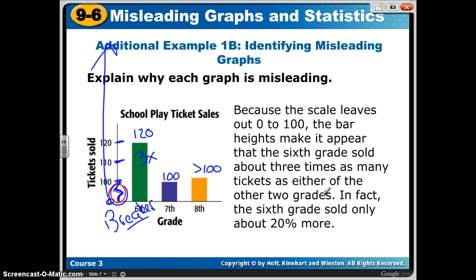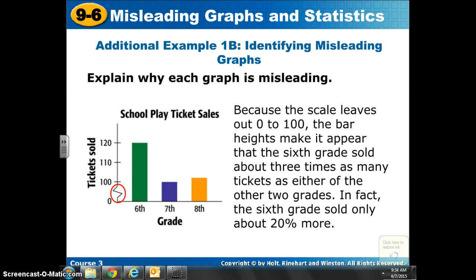So a breaker is something you always have to look for on a graph to be sure that you are really reading the data correctly. In this case, it's misleading because the 6th grade really didn't sell 3 times as much as the 7th grade and the 8th grade. They sold about 20 more tickets. But again, the breaker will mislead you unless you pay really close attention to it.